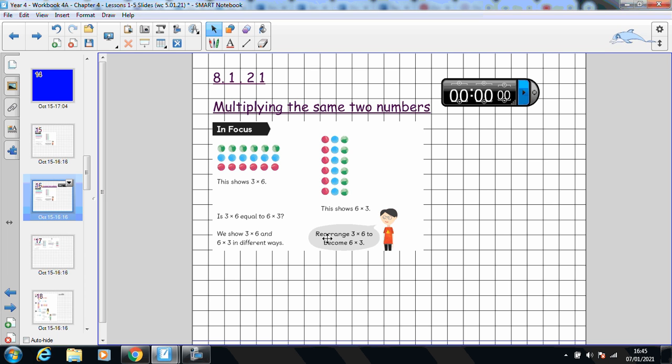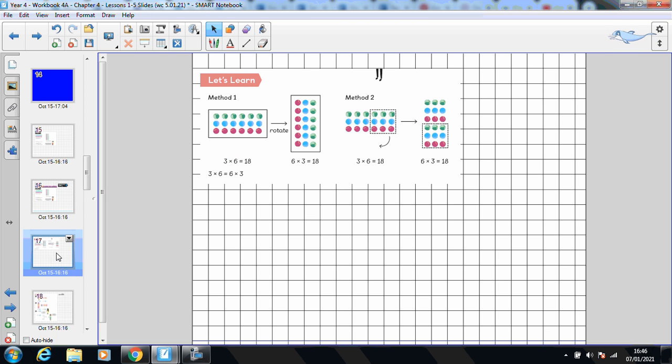Okay, so we can rearrange 3 times 6 to become 6 times 3. We show them in slightly different ways. We could rotate our array, or we could split it in the middle here and move part of it.